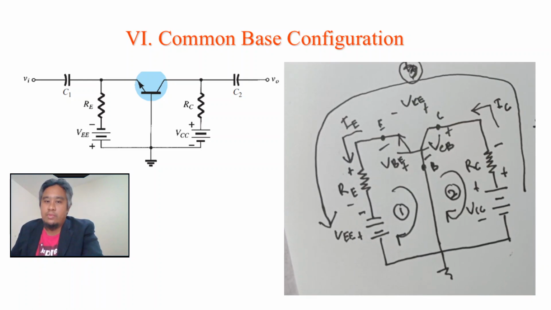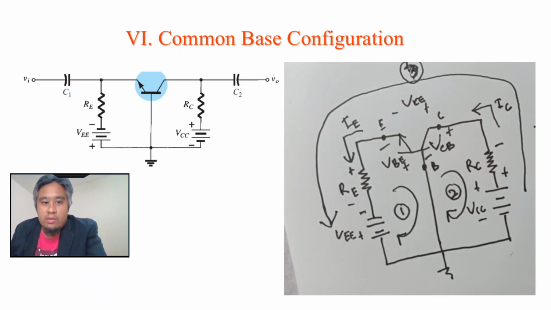Any questions, or anything you want to discuss, you can WhatsApp me anytime about this topic. I hope you all enjoyed this video and gained some knowledge about the common base configuration, the last of the DC biasing circuits for the BJT.